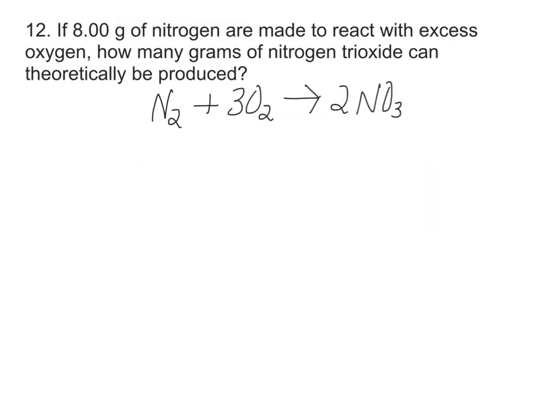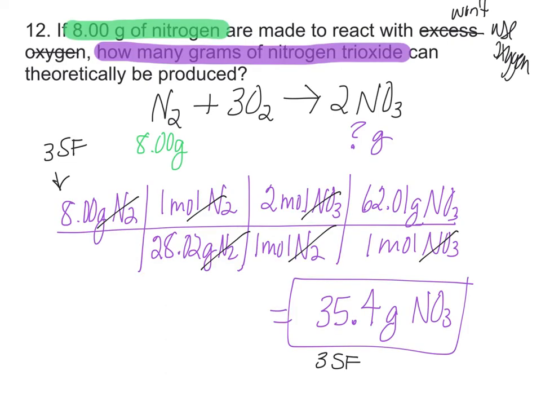Okay, here's what should be problem 18, but it's renumbered 12 for some reason on your review. So here we go. Pause it and work it and compare. All right, hopefully you're starting to get these right if you haven't been already. So just go ahead and compare your answer. You should have gotten 35.4 grams of nitrogen trioxide. If you did, move on.